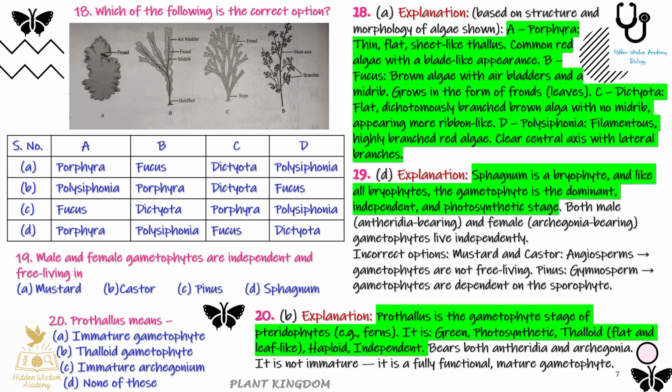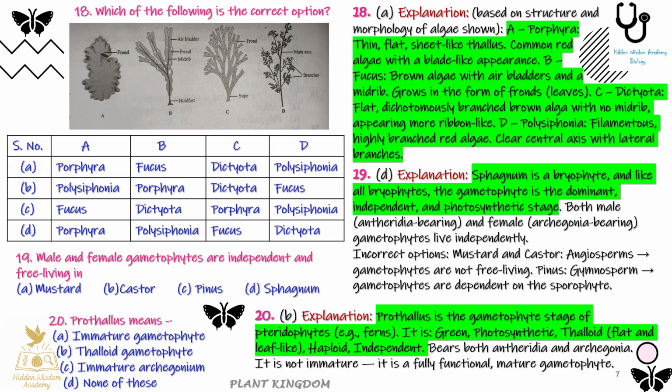Explanation: based on structure and morphology of the algae shown, A is Porphyra, a thin, flat, sheet-like thallus. Common red algae with a blade-like appearance. B is Fucus, brown algae with air bladders and a midrib. Grows in the form of fronds, leaves.